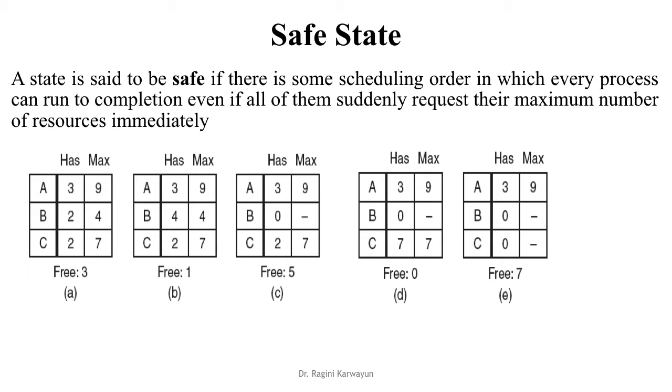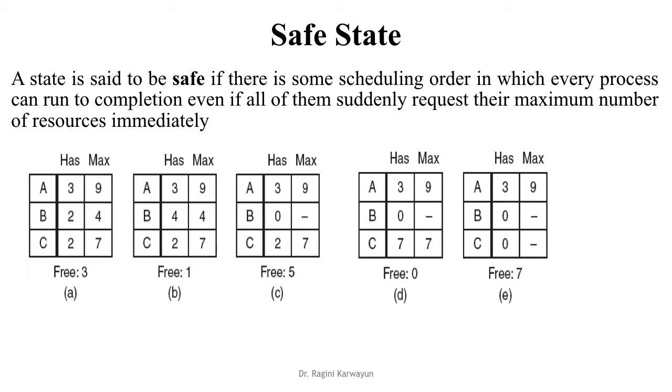So C will also get all the resources it is requesting, and it will return all the resources back to free. Now we have 7 resources free, so out of these 7, 6 can be allocated to A, and A will eventually be able to complete its work. So the system is in a safe state.